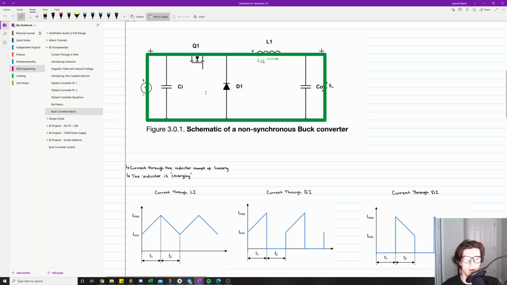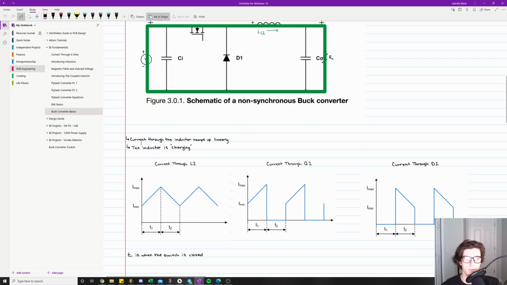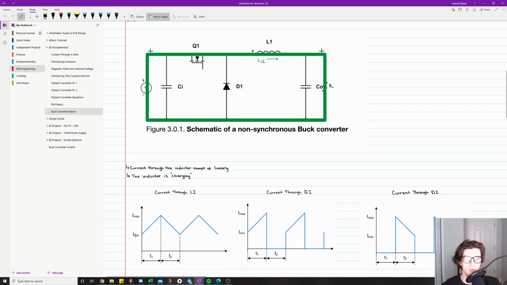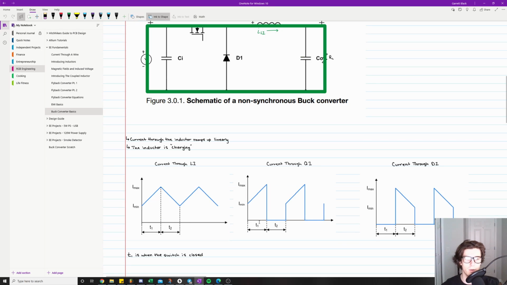So this is kind of what I was talking about. T1 is when the switch is closed, so pay attention to T1. This is a graph of the current through the inductor. Like I said, the current is slowly ramping up. And right here, this is a graph of current through Q1. So it kind of lines up, it makes perfect sense. When the switch is closed, this is T1.